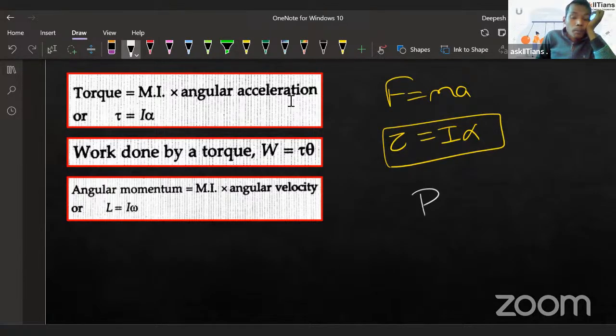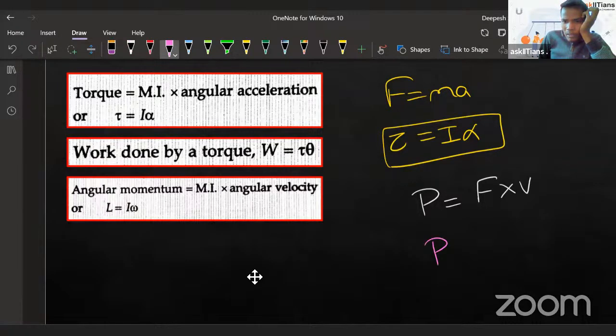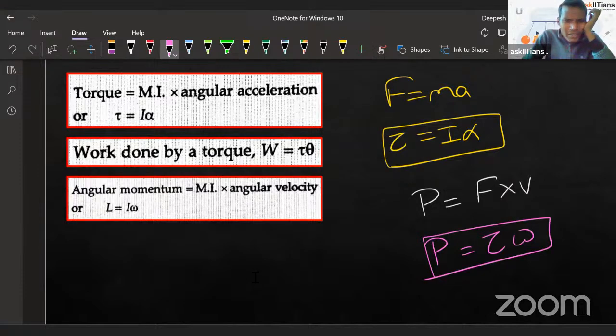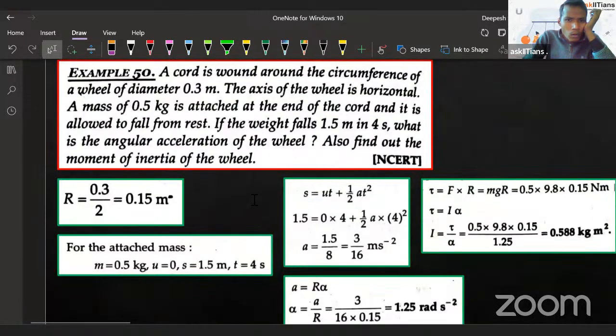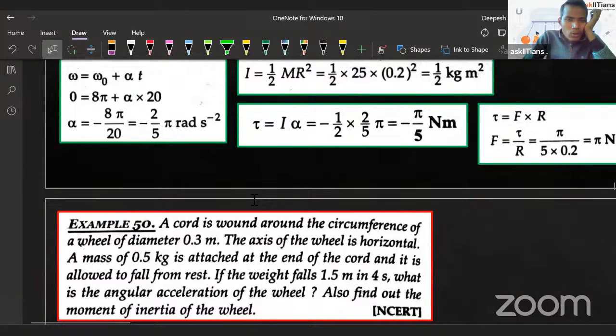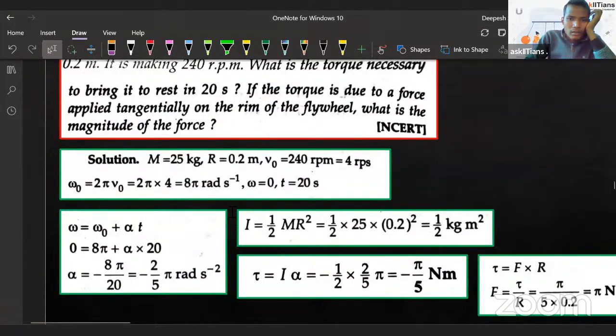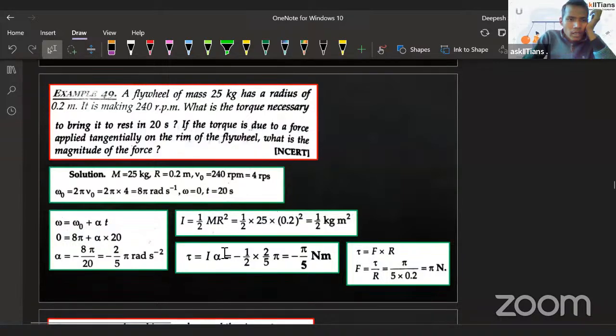Similarly, if I say power, power is also equal to force times velocity. This is the formula for power. This is not momentum. For the rotational version, the power formula will remain the same, because it's a scalar quantity. Force will get converted into torque and velocity into omega. So similarly, you can make certain formulas. It's very easy. Now, some questions I'm mentioning over here, try doing them. They are very good problems actually, but you just need to understand the steps.